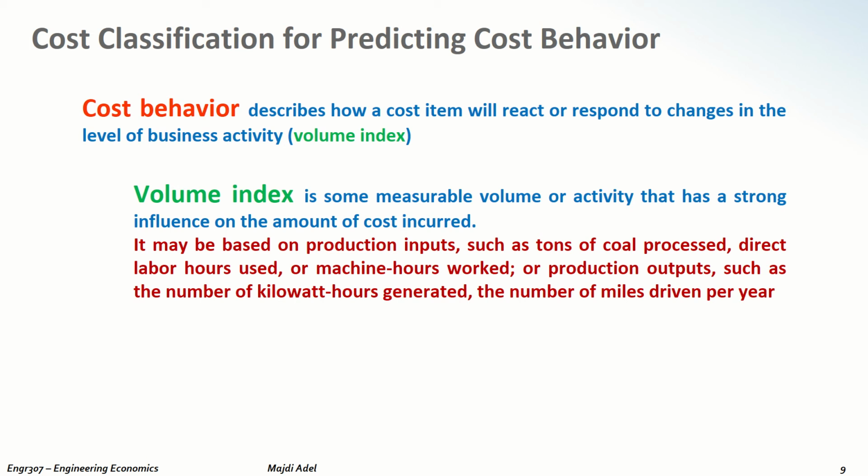Examples for volume index: it can be kilometers traveled by a car. Operating hours for a machine. It can be production output, how many units I produce, how many iPhones or tablets. For example, if I'm using a power generation plant, how many kilowatts the plant is generating. All of them can be used as volume index. All of them are a measure of the business activity, and all of them have a strong influence on the cost.